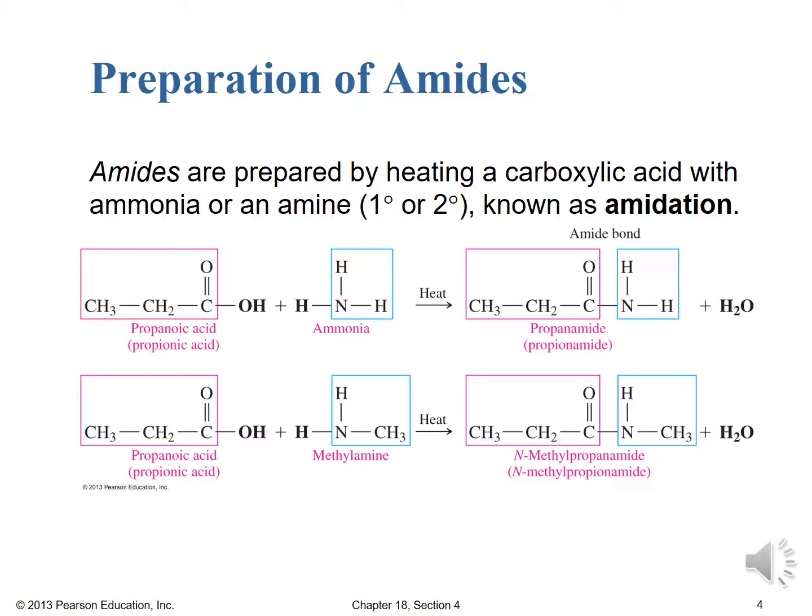And so we see a couple examples there, both with propanoic acid or propionic acid by the common naming scheme. In the first case, we add ammonia, and so we get that amide bond, the carbonyl from the carboxylic acid and the nitrogen from the amine, or ammonia in this case, and then a water as our coproduct. In the lower case, now we see the same propanoic acid reacting with methylamine, and we get N-methylpropanamide, so also having a water as a coproduct. Of course, biologically, we can't do it by heating, but we can do enzyme-assisted amide bond formation.